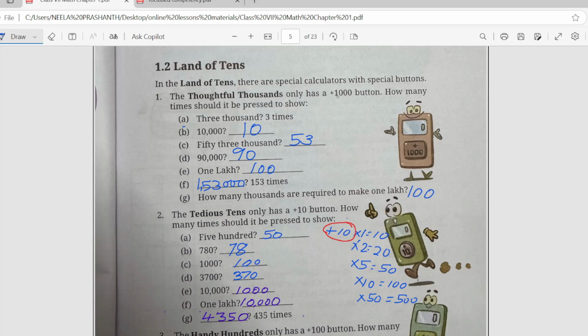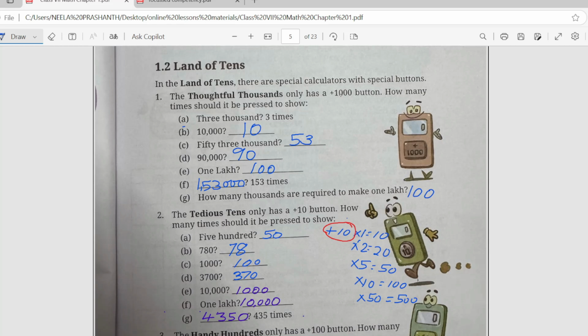Now, by pressing this button alone, how do we get certain numbers? That is asked in the question. So let us see that. Question A, how do we get 3000? By pressing the same button 3 times.